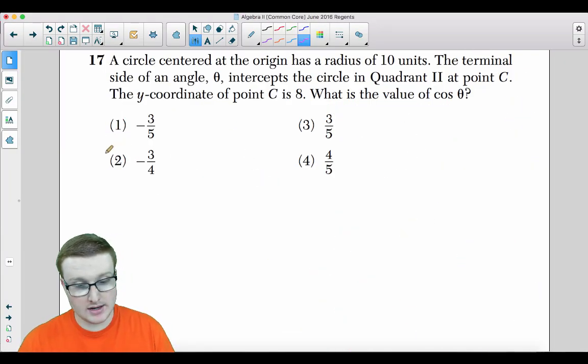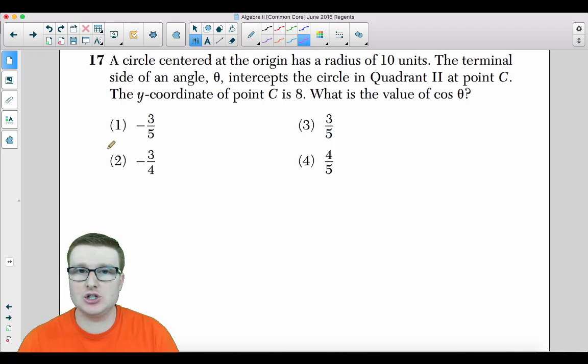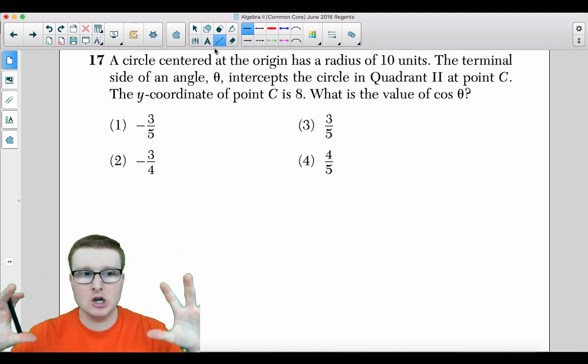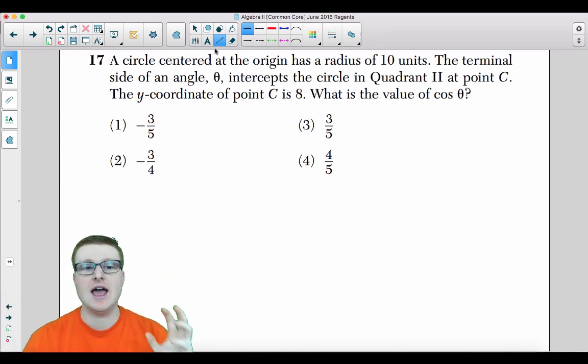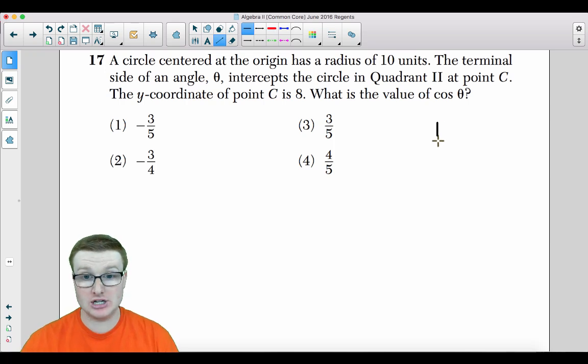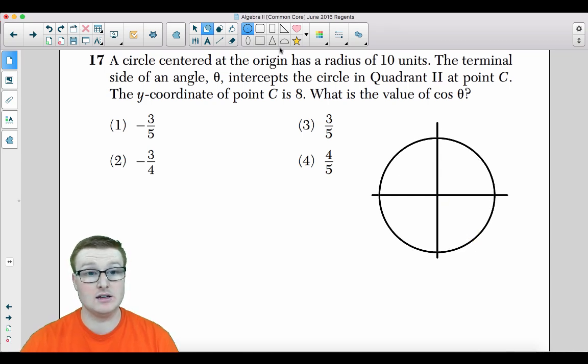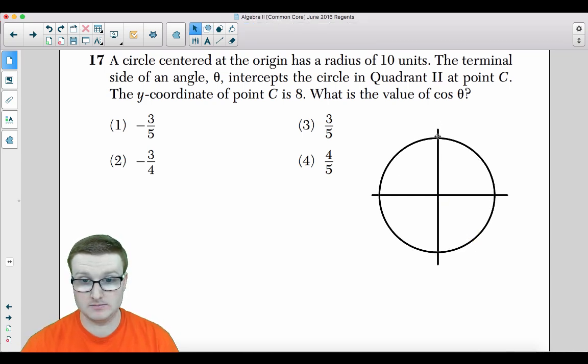Okay, this one, challenging. This is a really in-depth trig question. Here we go. A circle centered at the origin has a radius of 10 units. Stop right there. Draw yourself a figure. And since you took the geometry Regents, or you passed geometry, you should know how to graph a circle centered at the origin. You just draw it in the center. That's it. Okay, so we have this circle.